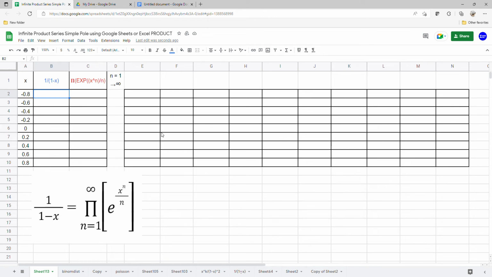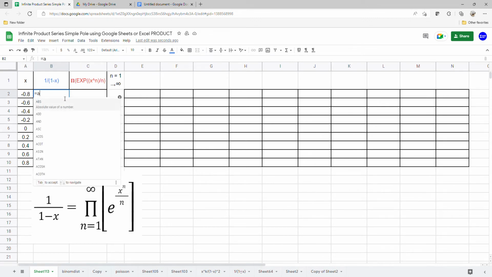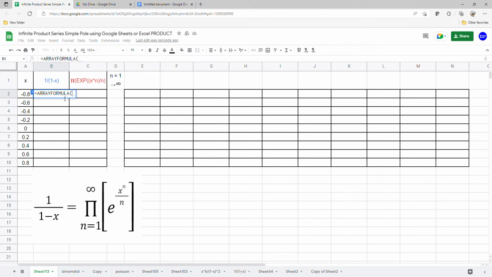In this video, we'll generate the trendline and polynomial of 1 over 1 minus x and its infinite product series expansion. We begin with the dataset of the 1 over 1 minus x array formula. We begin with 1 minus x, and we continue, that's 1 over. So this is 1 over 1 minus x. And we chart this.